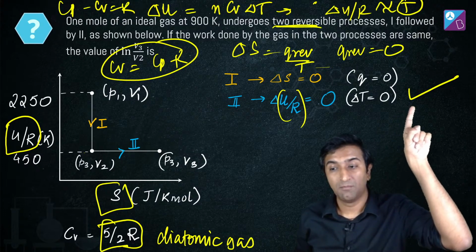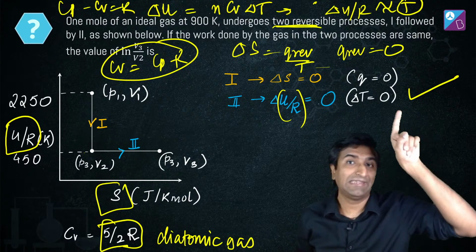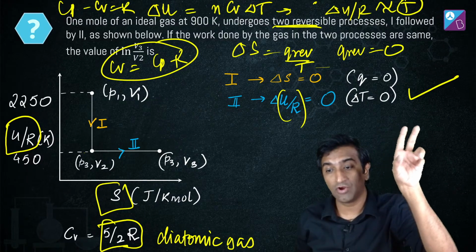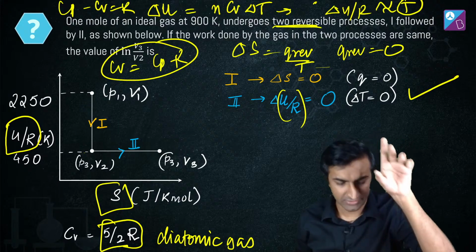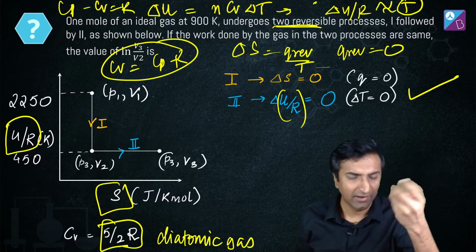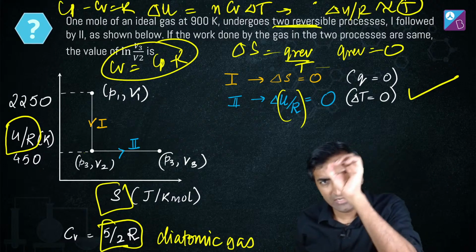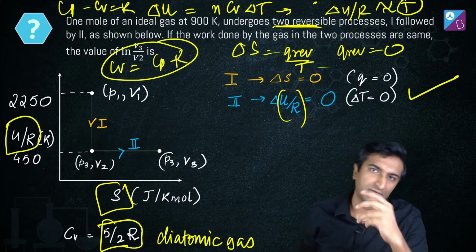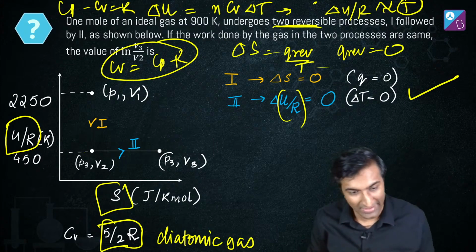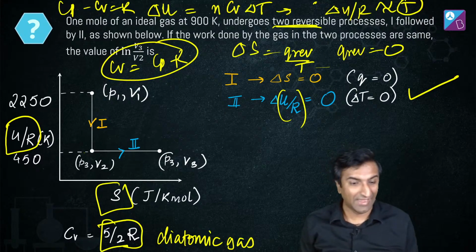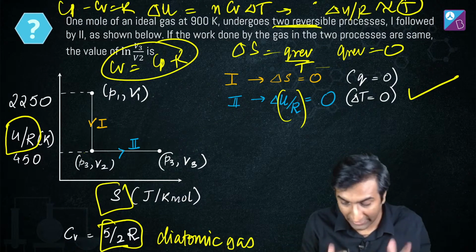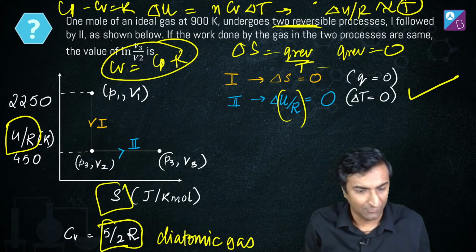First वाला part is okay. Delta S is 0, मतलब कि Q is 0. क्यों? क्योंकि delta S is Q reversible by T. The second वाले path में delta T is 0 because delta U by R is proportional to temperature, right? Delta U is n Cv delta T. Cv is 5 by 2R, constant है. n is 1. So मतलब delta U by R 0 है, मतलब delta T 0 है, मतलब isothermal है. That's all यार. अब try करो. I will give you 1 more minute to try. अगर आपसे नहीं होता है, I'm here to help you anyway.